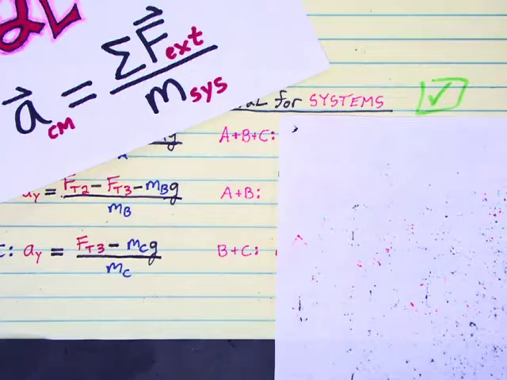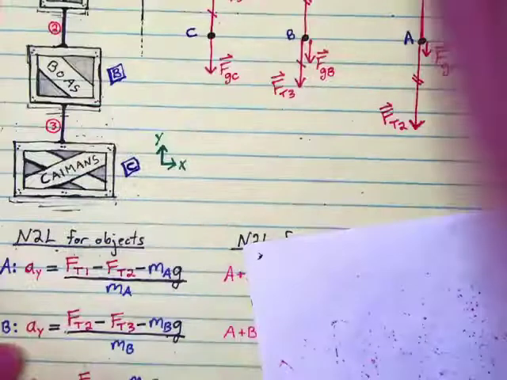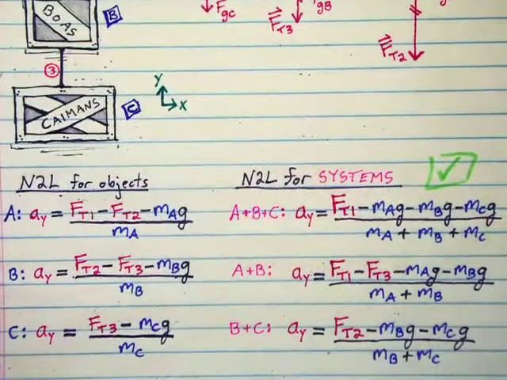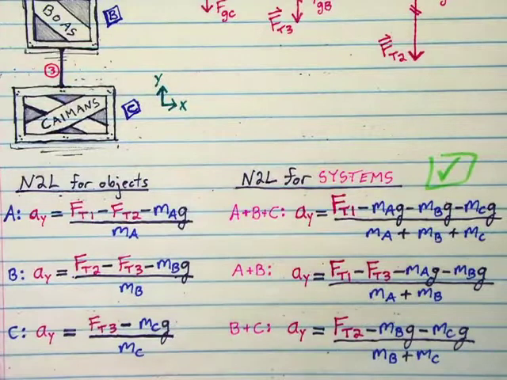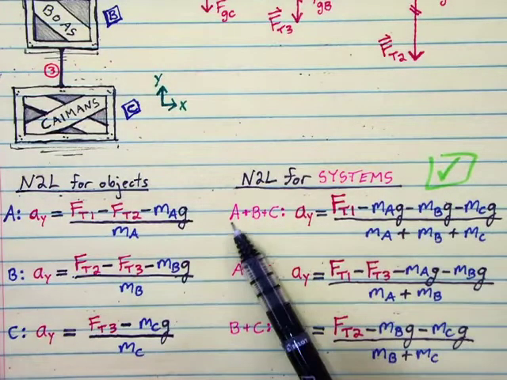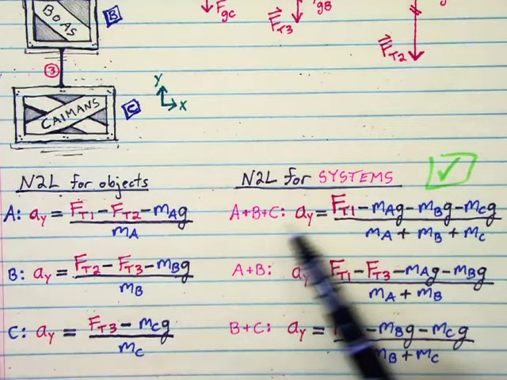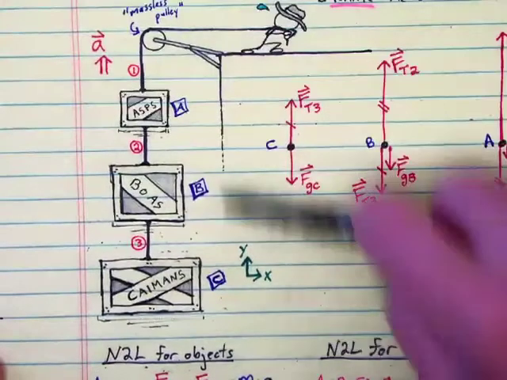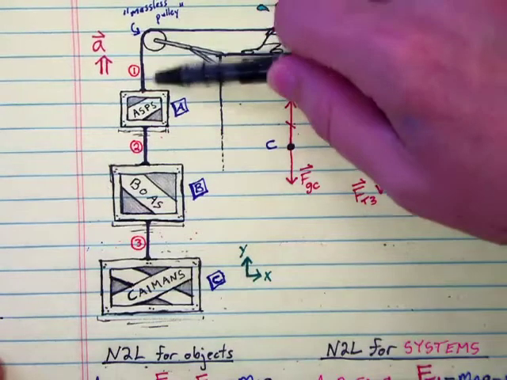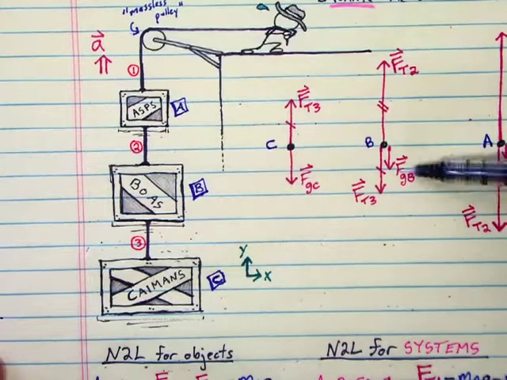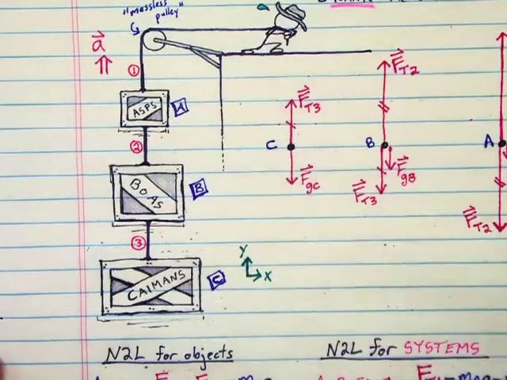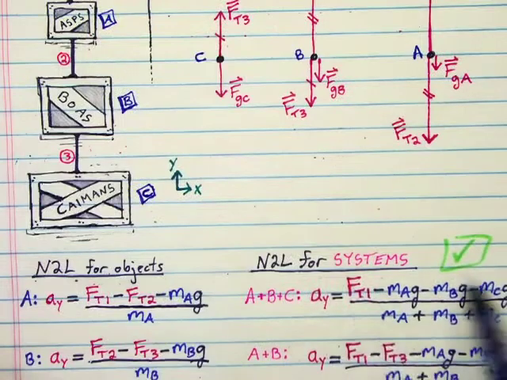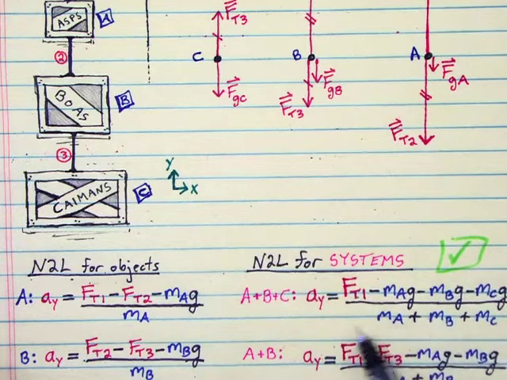Ready? Okay, here's what we got. Let's look here first at the system A plus B plus C. In that case, the only external forces are tension 1 here, pulling upwards on all of them, and then the 3 forces of gravity from the Earth pulling down. Those are 4 external forces here, divided by the total mass.